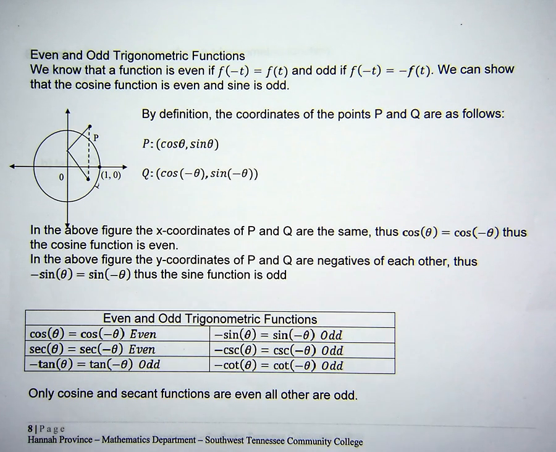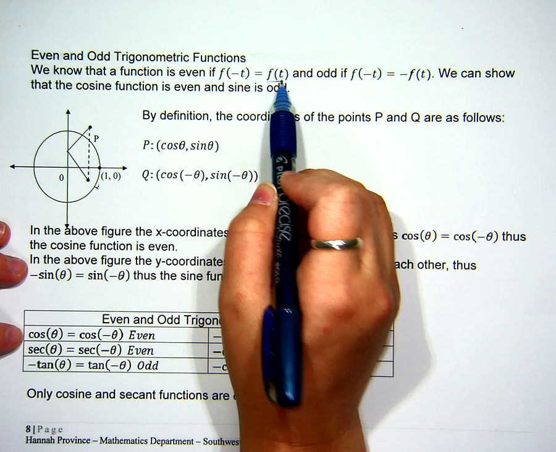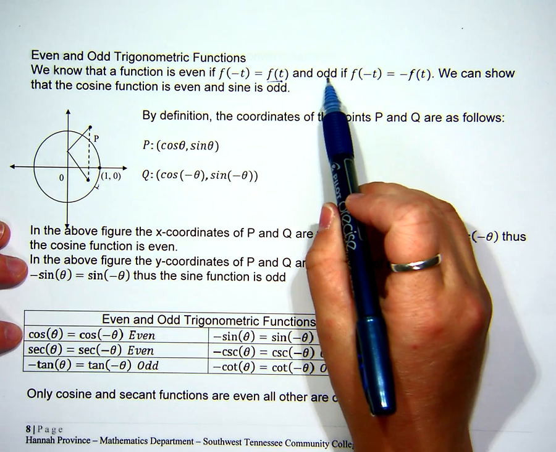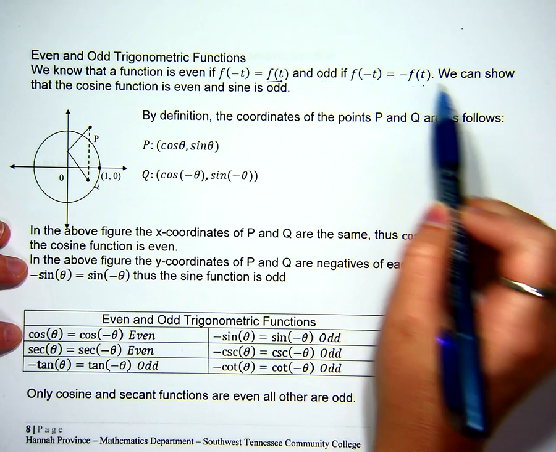Let's talk about even and odd trig functions. One thing to remember is our algebraic definitions for even and odd. If a function is even, then if I evaluate the function at the negative variable, I get the same thing as the original function. If the function is odd, then if I evaluate the function at a negative variable, it's the same as if I distribute a negative throughout the original function.